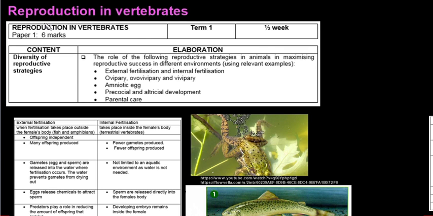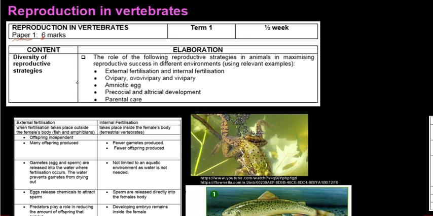In this video, we'll be looking at reproduction in vertebrates. It is found in paper 1 and it's a very short chapter of only 6 marks, but still do not neglect this. So the basics of this is to look at the reproductive strategies that animals have in order to have the most reproductive success when it comes to their offspring.